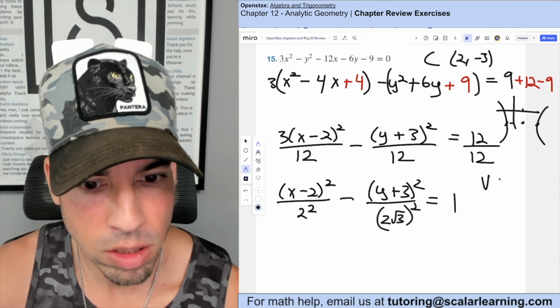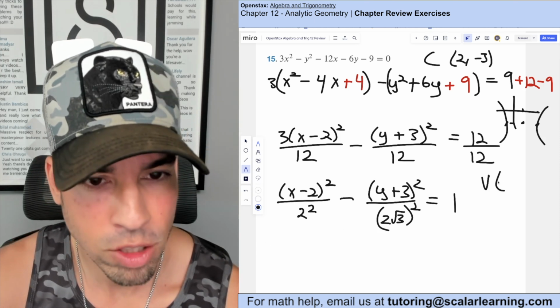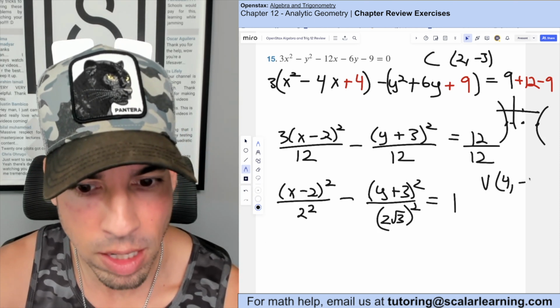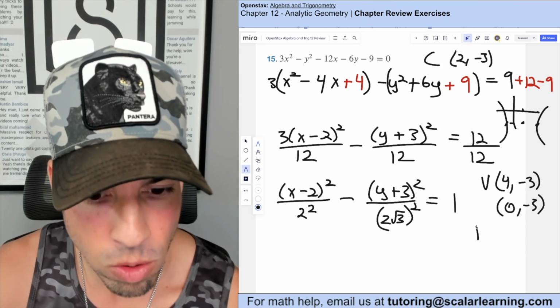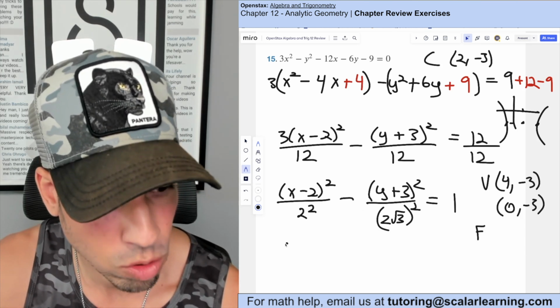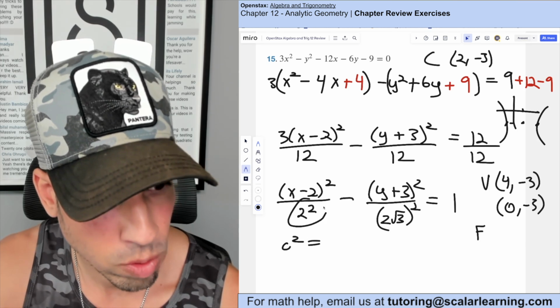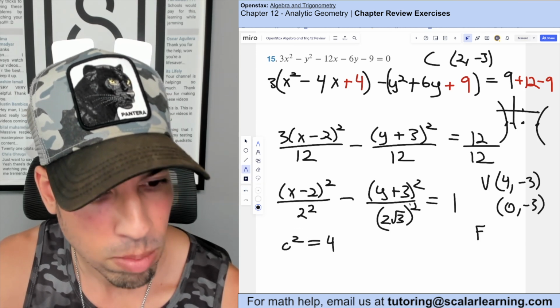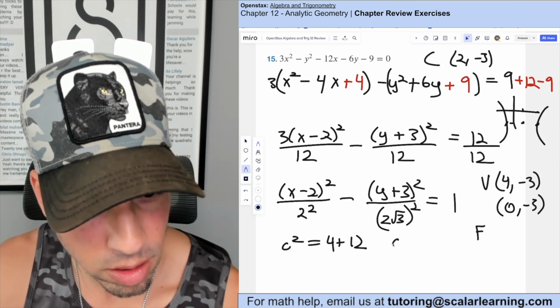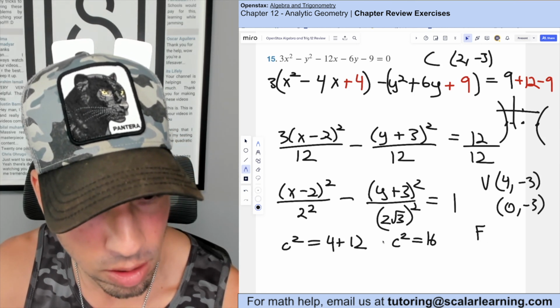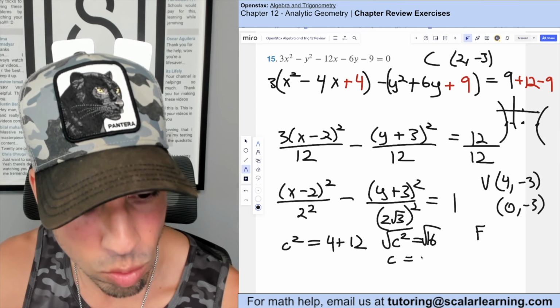So my vertices are going to be 2 plus 2, which is 4, comma -3, and 2 minus 2, which is 0, comma -3. Now to get the foci, we need to get our c value using the equation c squared is equal to a squared, which is 4, plus b squared, which is 12. And 12 plus 4 is 16, so c squared equals 16. Taking the square root, we get c is equal to 4.